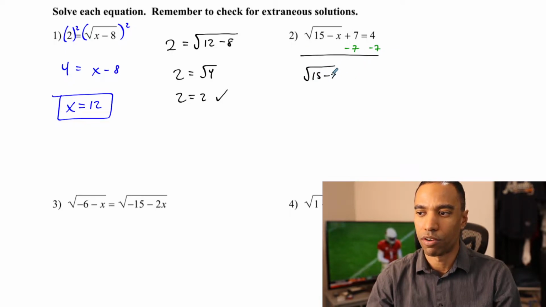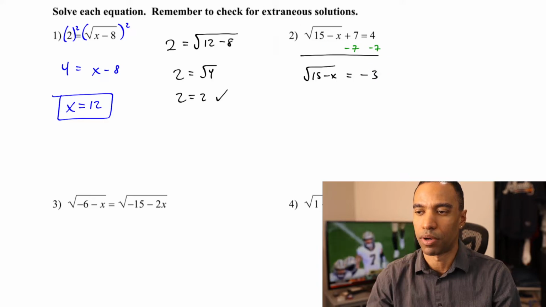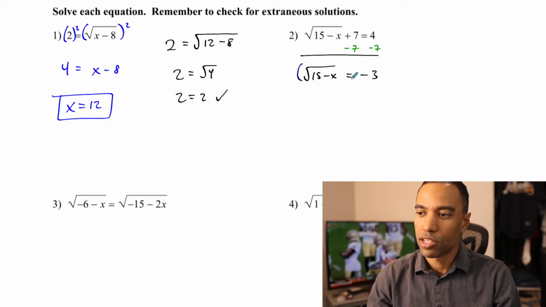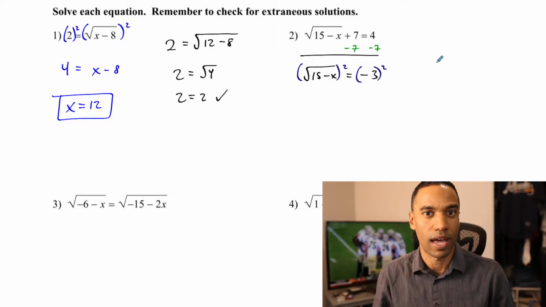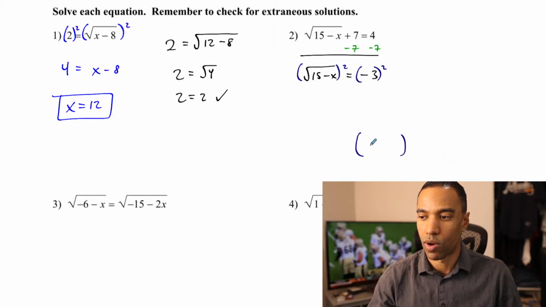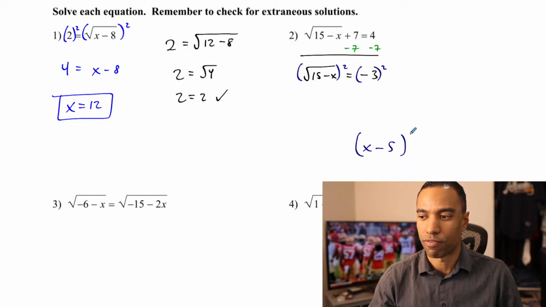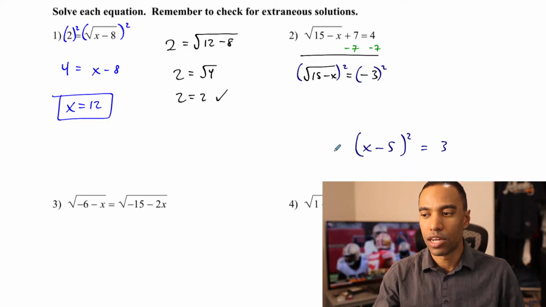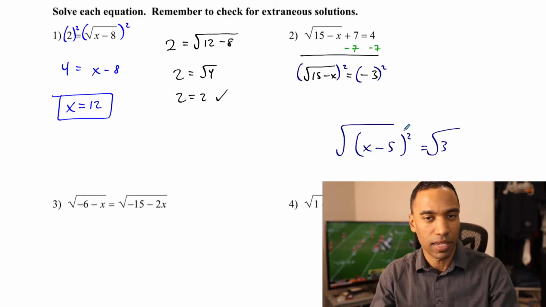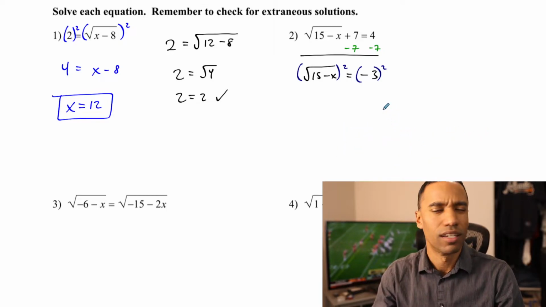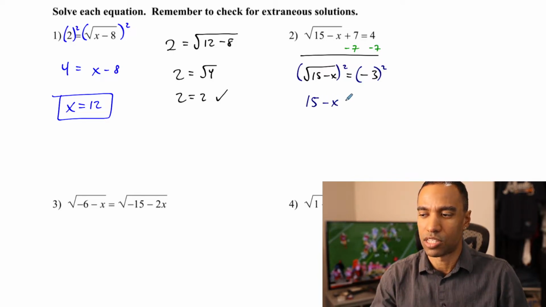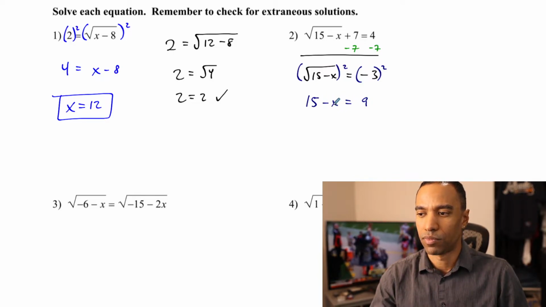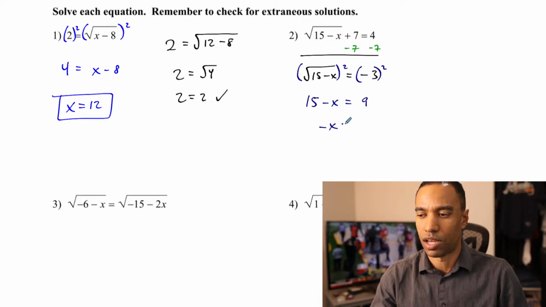So now I have the square root of 15 minus x equals negative 3. Now I can square both sides because my radical is isolated. Like I said, this is something you would do if you had a perfect square quantity, like x minus 5 squared equals 3, where you can take the square root of both sides because you have that isolated. I square both sides here and get 15 minus x equals 9. Subtract 15, negative 6, so x equals 6.